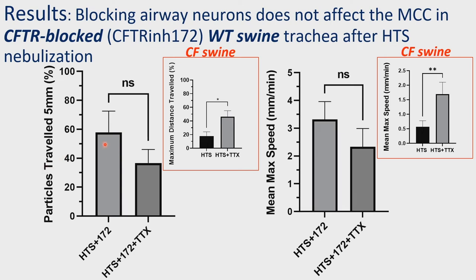However, the mucociliary clearance process showed no change after we added tetrodotoxin. So blocking the airway neurons didn't affect the mucociliary clearance process in the CFTR-blocked wild-type swine trachea. How many particles were successfully cleared, and the speed of their movement, didn't change. So this result indicates that simply blocking the CFTR channel was not sufficient to recreate a CF phenotype.